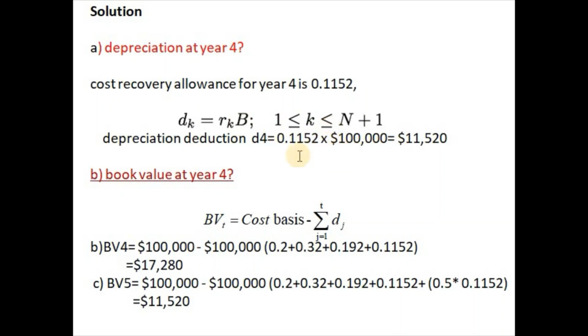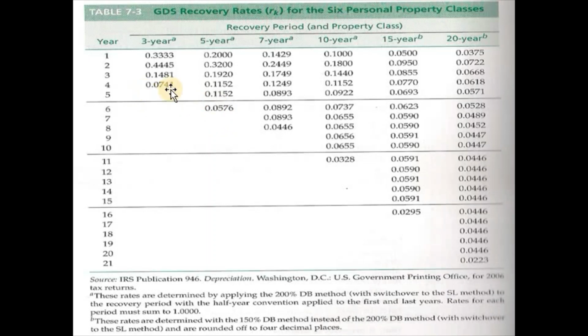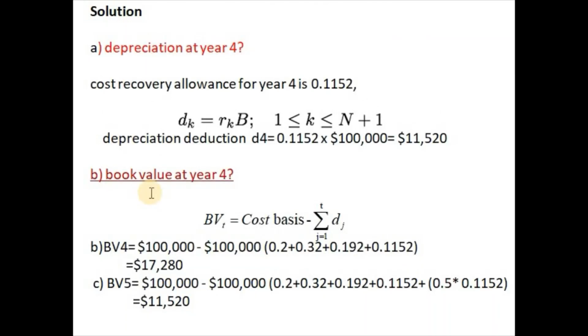So what do I need to get? The rate at year 4. If you go back to the table, you will see that at year 4 it was 0.1152. So this is the rate that I'm gonna get from the table. So I apply the equation. Depreciation at year 4 is this rate that I got from the table times the cost basis. So the depreciation deduction of this asset at year 4 is $11,520. Okay, this is the value of depreciation.